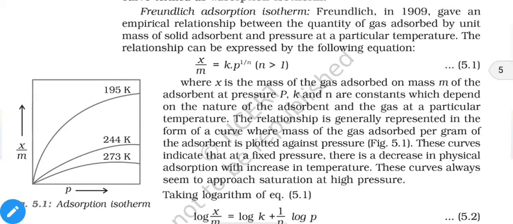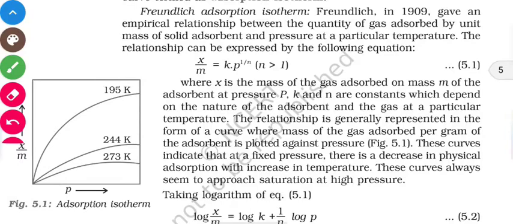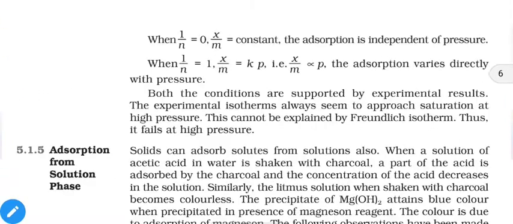Initially the pressure effect will be observed on the adsorption quantity of the gas on the solid surface, but eventually it will start decreasing, and after a certain point you won't see any adsorption change with increasing pressure. That means you will get a saturation point after a certain limit. So when 1/n is equal to 0, x/m will become constant, and adsorption is independent of pressure. And when 1/n is equal to 1, then x/m is equal to kp.